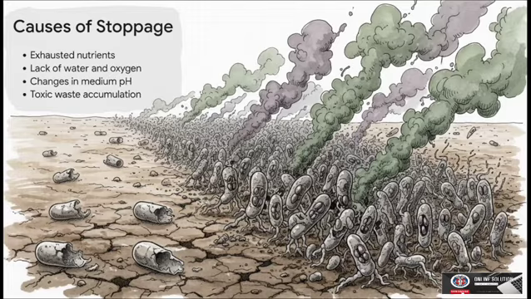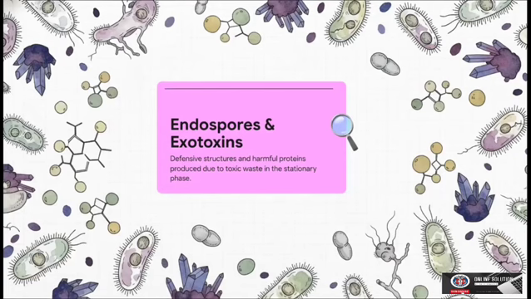Essential nutrients are completely exhausted, water and oxygen are depleted, the pH of the environment shifts and becomes hostile, and crucially, the bacteria are swimming in an accumulation of their own toxic metabolic waste products. They've reached peak population density, but the environment simply can't sustain them anymore. Facing starvation and this massive toxic buildup, the bacteria don't just sit there waiting to die. They don't panic. They desperately and highly specifically shift their gene expression.